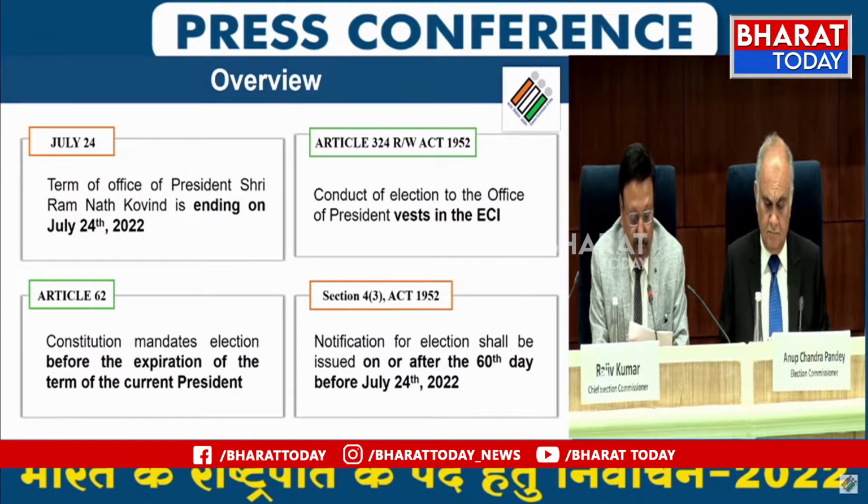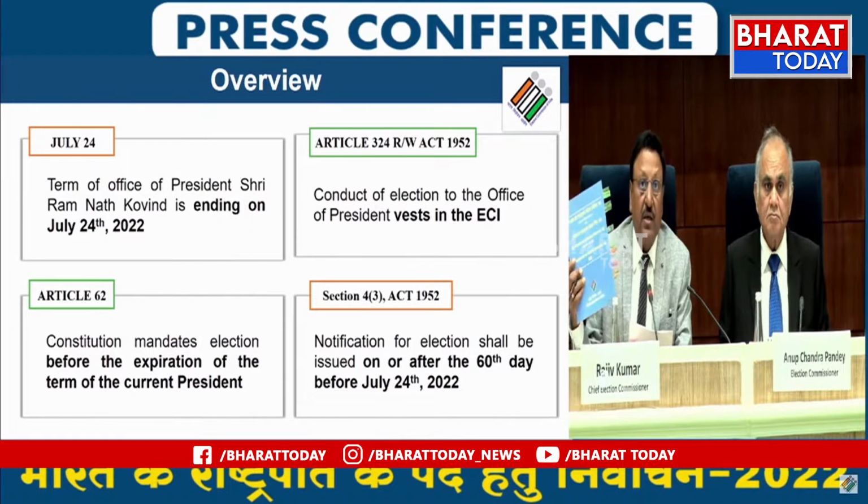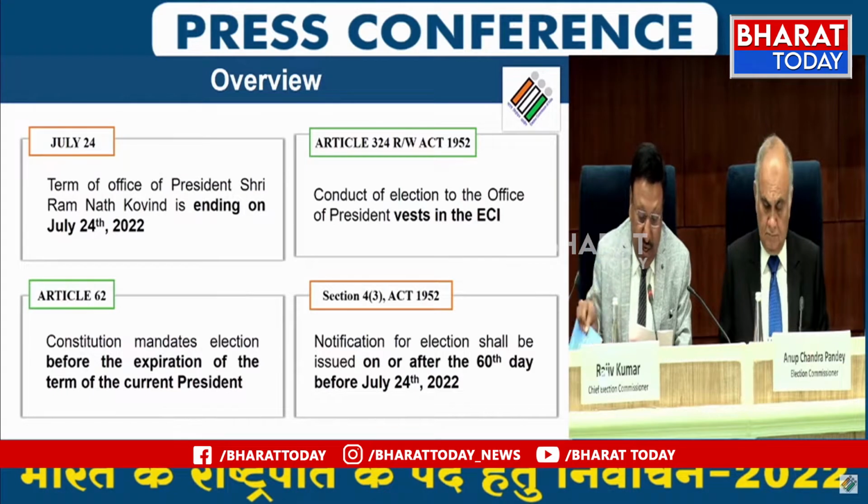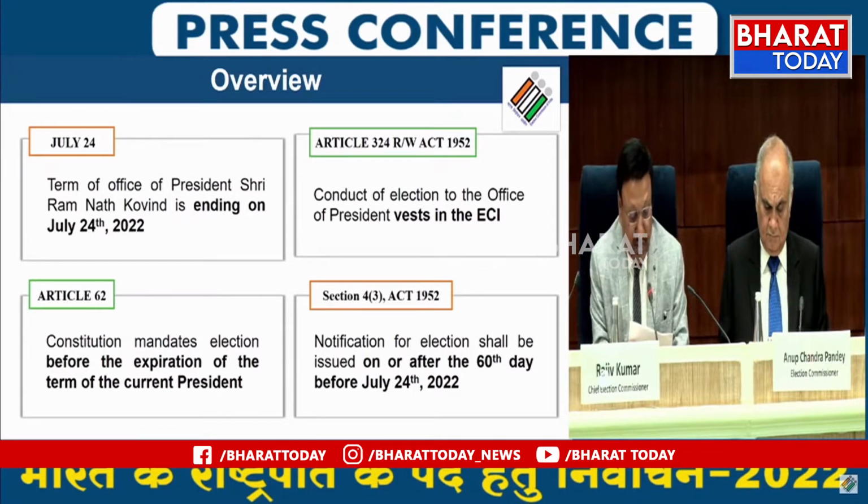Article 324 of the Constitution, read with the Presidential and Vice Presidential Election Act, copies of which are here outside. You can also take copies. And the Presidential and Vice Presidential Election Rules 1974 vests the superintendence, direction, and control of the conduct of election to the office of the President of India in the Election Commission of India. And the Commission, therefore, as I said, is fully geared up to discharge and perform this duty in a very, very free and fair way.